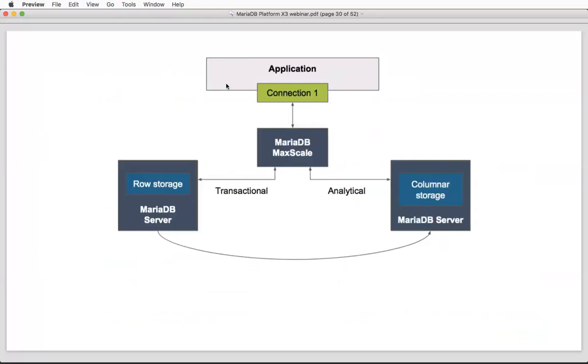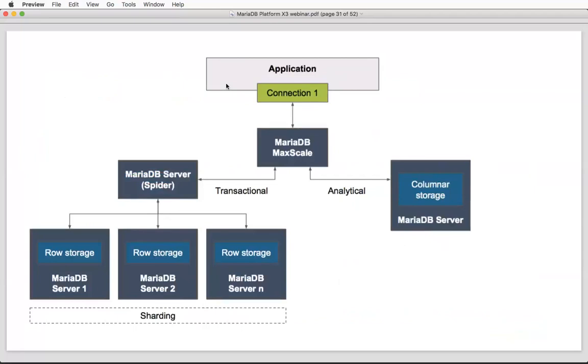We have one instance with row storage, we have one instance with columnar storage. The difference is the MaxScale component sitting in the middle. Your application now only has one connection. All it needs to know about is the IP address of that database proxy. The database proxy can then take advantage of various features, rules, and capabilities to route those queries to the right database, so your transactional queries go to the left side in your diagram, and any analytical queries will go to the right side in your diagram.